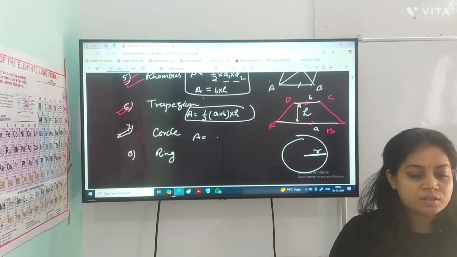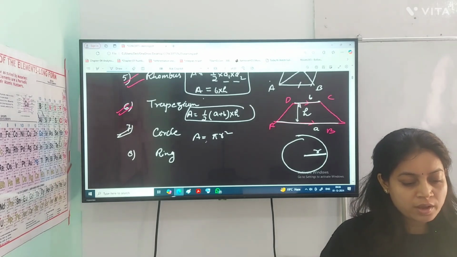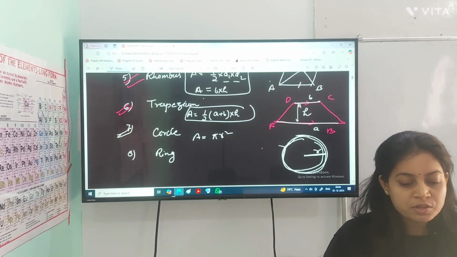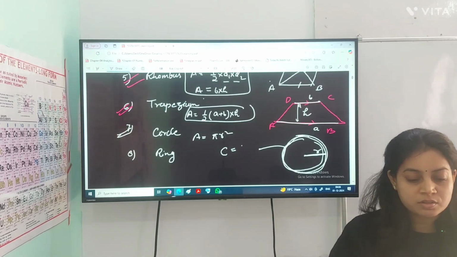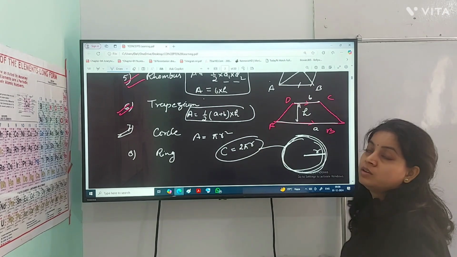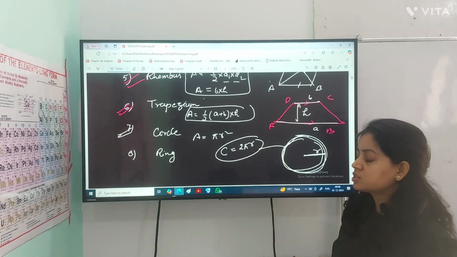A circle is this, you all know, this is the center and this is your radius. We all know the area of the circle is very, very simple, and it is pi r square. The circumference is the perimeter of the circle. Circumference is the boundary. So the perimeter, or you can say circumference, of the circle is 2 pi r. Some interesting thing here is the pi.